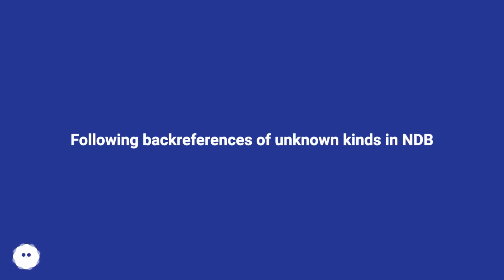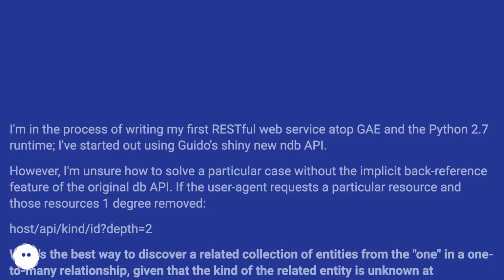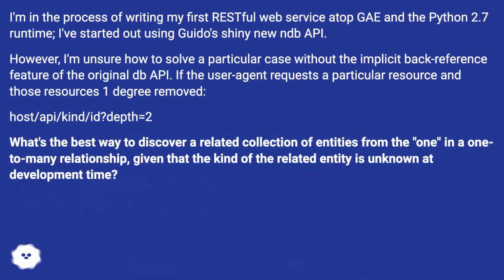Following back references of unknown kinds in NDB. I'm in the process of writing my first RESTful web service atop GAE and the Python 2.7 runtime. I've started out using Guido's shiny new NDB API. However, I'm unsure how to solve a particular case without the implicit back reference feature of the original DB API.